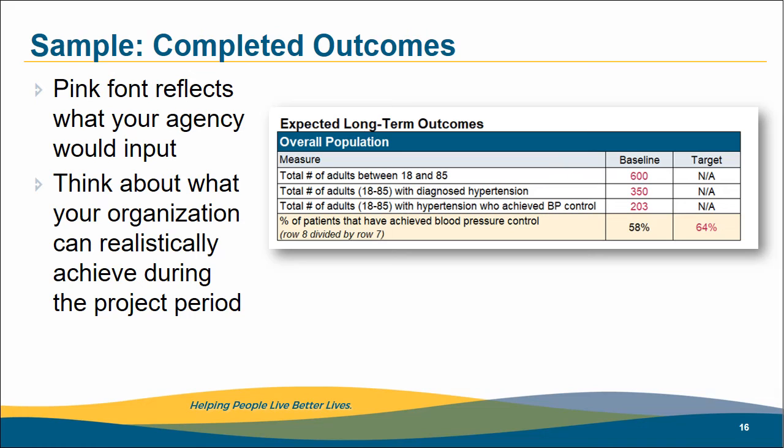The other thing that I'll mention is that the pink font will reflect information or data that your agency inputs into the expected long-term outcomes section, especially since information may be pre-populated by our program or auto-populated based on other cells in the table. We thought it would be helpful to have a really easy delineation between what information is already pre- or auto-populated and what information your agency has input into the file. So if it's pink, it means your organization has put in that number.